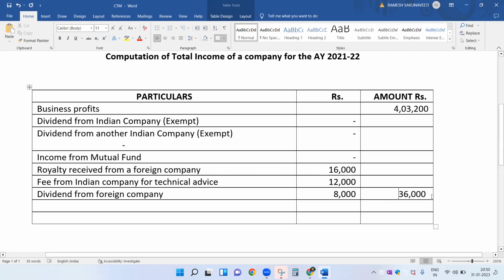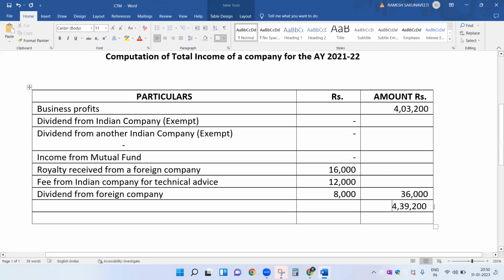4,03,200 plus this 36,000. Altogether, gross total income. How much is it coming? Please cross check. 200. Then 439. 4,39,000. 4,39,200. Is it correct? Please cross check.